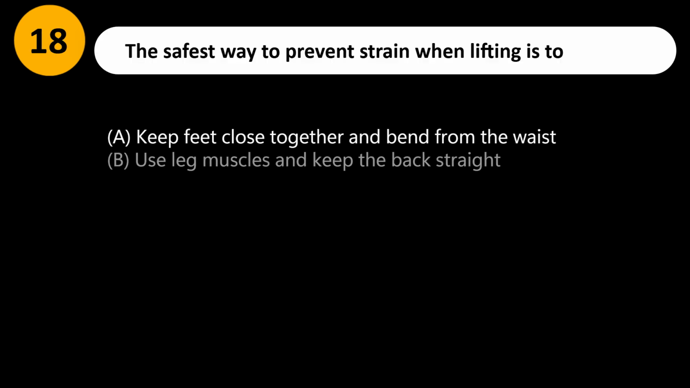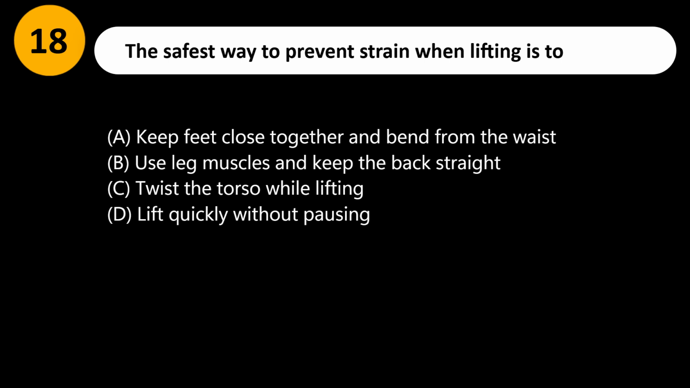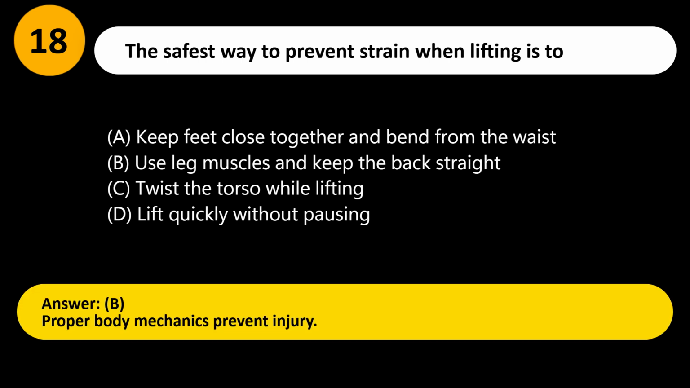The safest way to prevent strain when lifting is to: A. Keep feet close together and bend from the waist. B. Use leg muscles and keep the back straight. C. Twist the torso while lifting. D. Lift quickly without pausing. Answer, B. Proper body mechanics prevent injury.